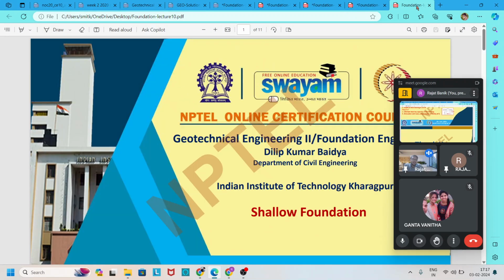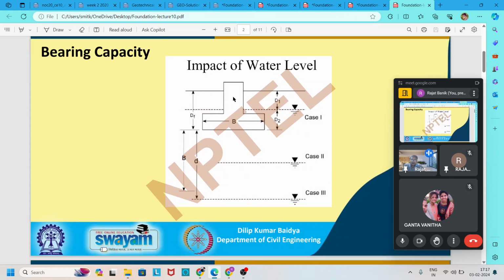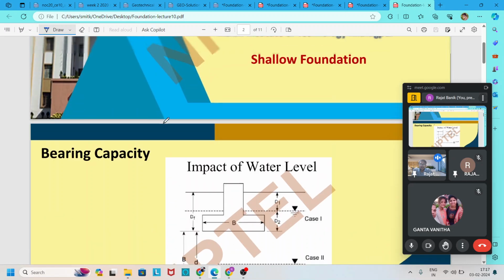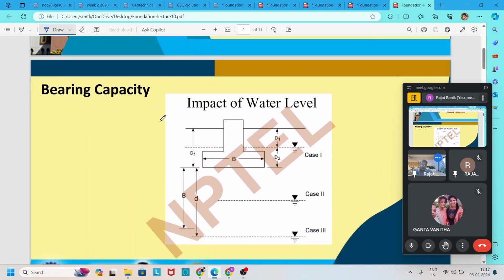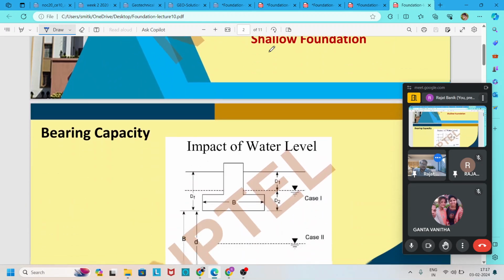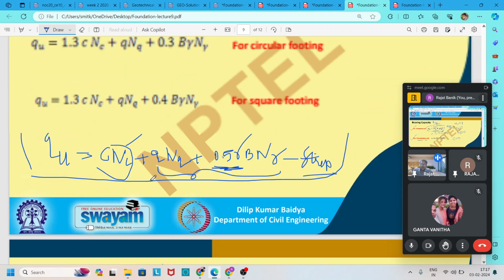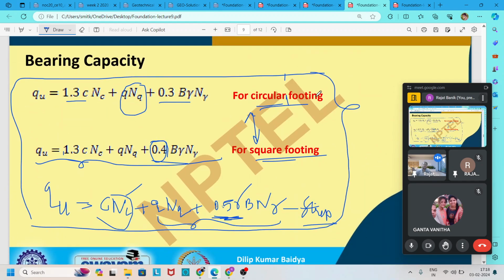So now I am discussing the last lecture, which is mostly based on the water table correction. Previously, I was telling that there is no effect of water table. In the previous formulas, the three types of formula we got, we considered that the water table is at greater depth, which means there is no chance of the foundation coming to the water table.